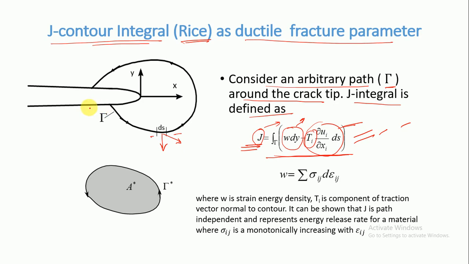So what is the meaning of path independent? The value of J for one finite crack is path independent. It is not dependent on the path. So this is the mathematical representation of the ductile fracture parameter.